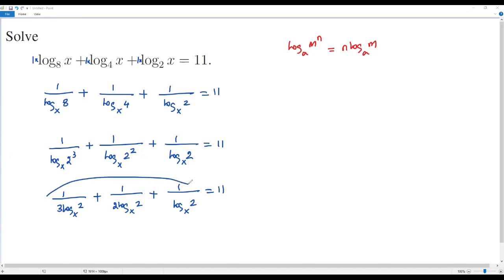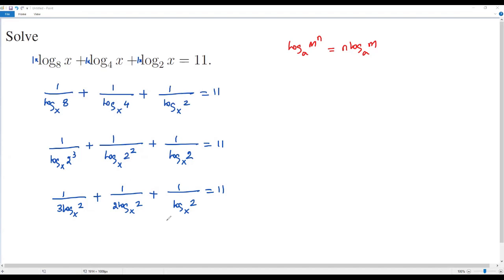If I want to add these 2 fractions, I need to have the same denominator for all the 3 fractions. Almost I have the same denominator, that is log base x of 2. So each denominator contains log base x of 2. But here we have 3 multiplied, here we have 2 multiplied, and here we have to assume there is 1 multiplied over here.